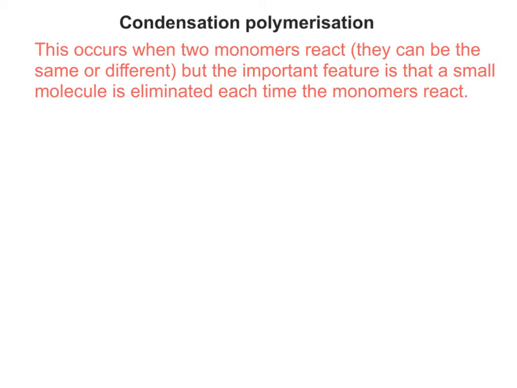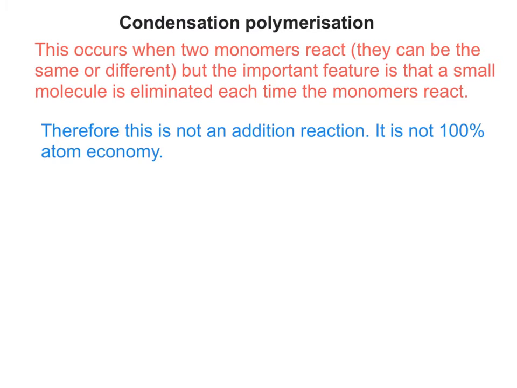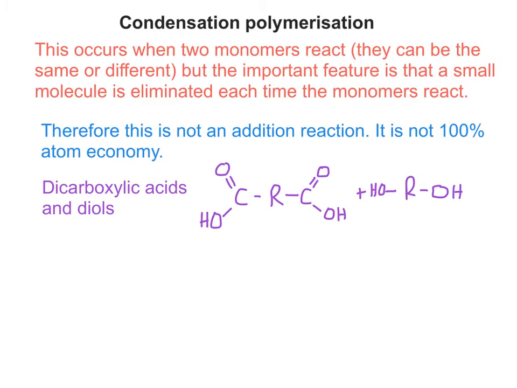So like we mentioned in the introductory slide, condensation polymerization happens when two monomers react. The important thing is that a small molecule is eliminated each time the monomers react. So it won't be an addition reaction, it's not 100% atom economy. So one common example of condensation polymerization could be between dicarboxylic acids and diols.